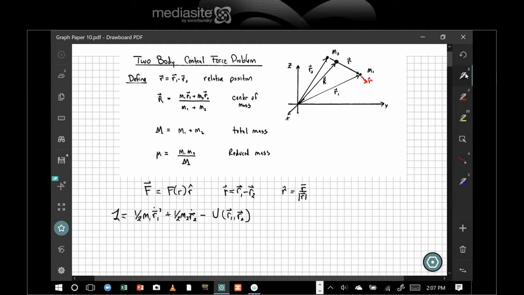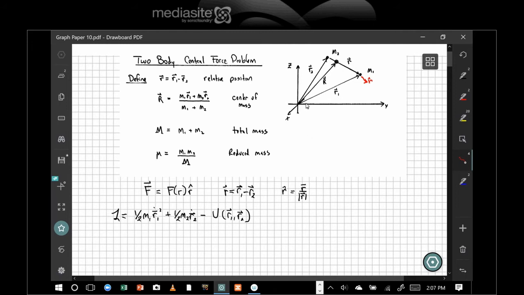So I want to rewrite my Lagrangian not in terms of R1 and R2, but in terms of capital R. And what is capital R? Capital R is the center of mass. This is capital R here. And then also the relative distance, which is little r. And so I want to basically write my Lagrangian not in terms of R1 and R2, but in terms of little r and capital R. And you can see it from the picture.